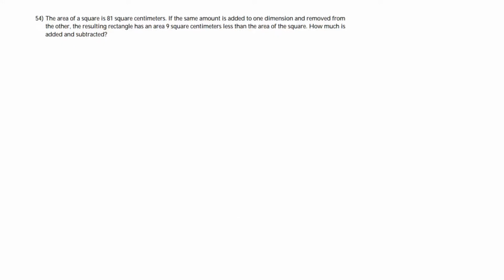Two more. Okay, the area of a square is 81 square centimeters. So I have a square. The area of the whole stuff inside there, area is 81. If the same amount is added to one dimension and removed from the other, the resulting rectangle has an area 9 square centimeters less than the area of the square. What? How much is added and subtracted?